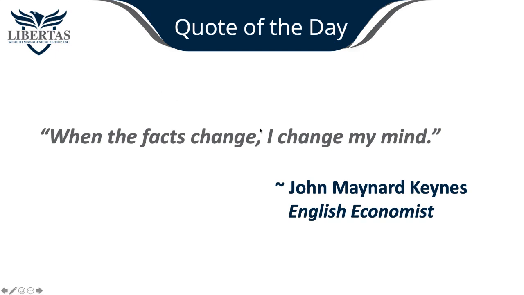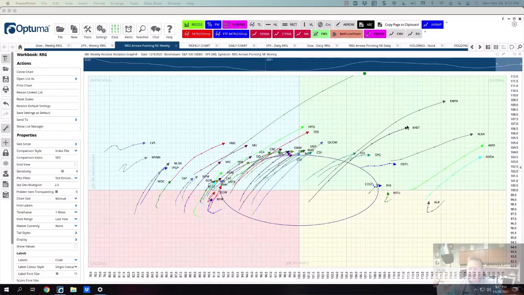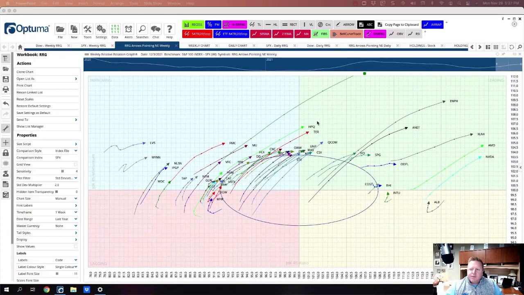I'm not going to have a bunch of slides today. Instead, I'm just going to take you into Optima, one of the pieces of software that I rely heavily on when doing my analysis. And before I even get into what all these things are, you're looking at all these arrows and different colors and the circle in the middle. Let me just explain what you're looking at here.